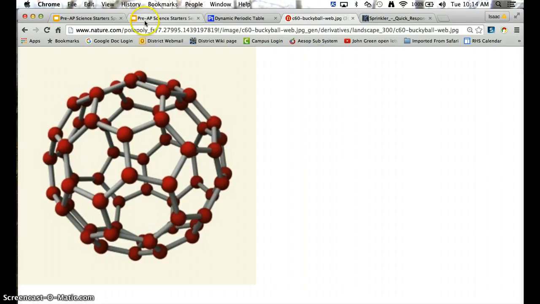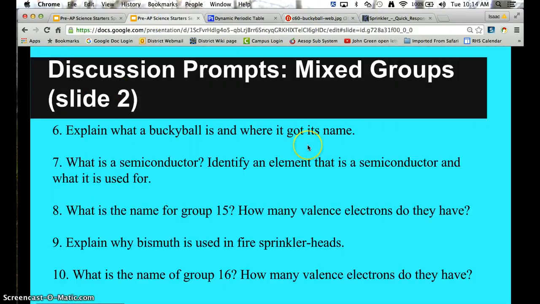Let's go back to our questions here. Where it got its name from: R. Buckminster Fuller is his name. It's not the guy who actually discovered it, but rather an engineer or architect who was building buildings at the time that kind of resembled the shape of the buckyball, so kind of a round-shaped building. It kind of looked like the buckyball, so they named it after him. So it's actually not the person who discovered it.